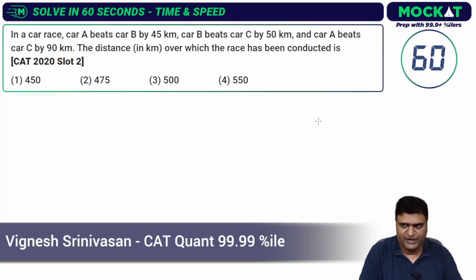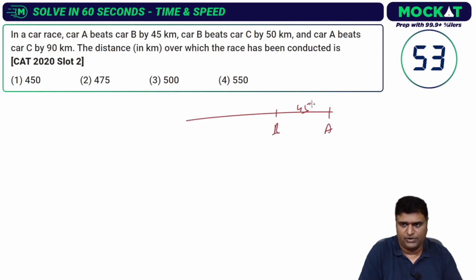Now let's look at a time and speed question. In a car race, car A beats car B by 45 kilometers. Just draw something. A beats B by 45. B beats C by 50. That is when B completes over here, C is over here, and 50 is the gap.